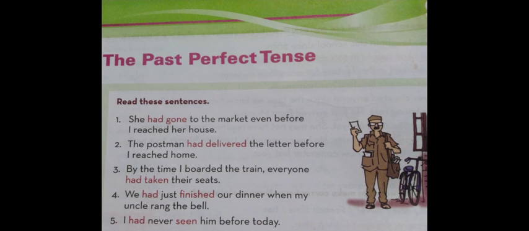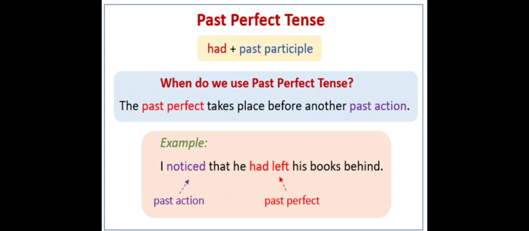Well, in all the sentences, what you can see is that the sentences talk about a past action before another action took place. Yes or no? Both the actions are gone, okay? They are past actions, but one action just happened before another action took place, right? So here you can see the past perfect tense.